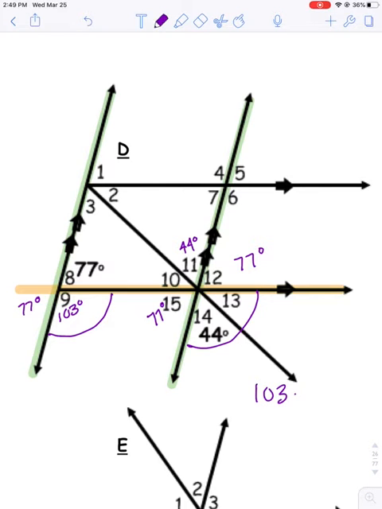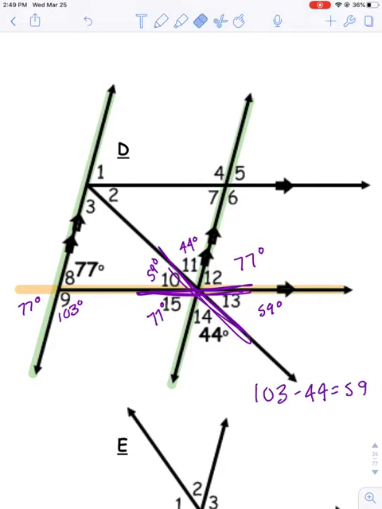So 103 minus 44 is 59. So angle 13 must be 59 degrees. All right, making some progress. And I know that angle 13 and angle 10 are vertical angles, so that's 59 degrees.